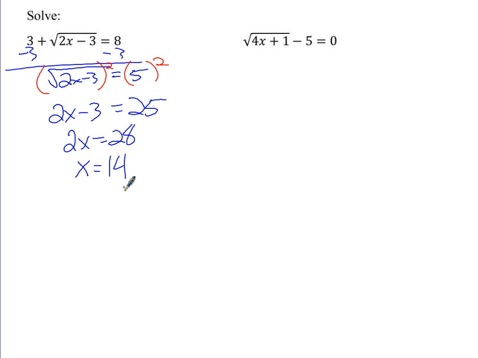There's my answer. But what do I have to do? Did I take the square root of both sides of an equation? And I don't use plus or minus. I have to check. I must check. It doesn't take that long to do. Take the 14, plug it back into the original equation. It has to go all the way back to the original. So I take 14 and I plug it in. 2 times 14 is 28, minus 3 is 25. The square root of 25 is 5, plus 3 is 8, so we got the correct answer.